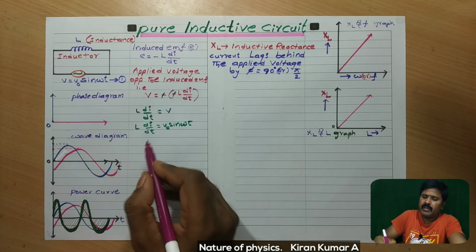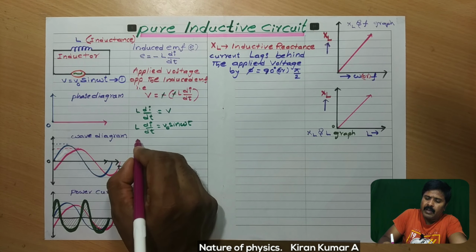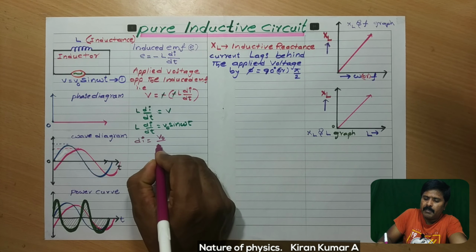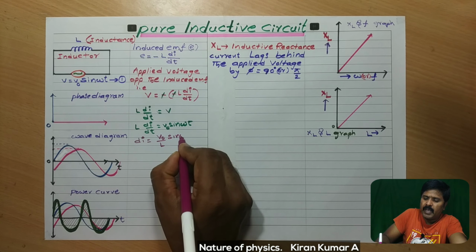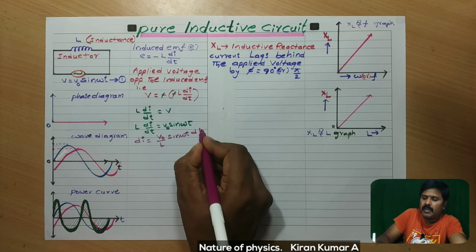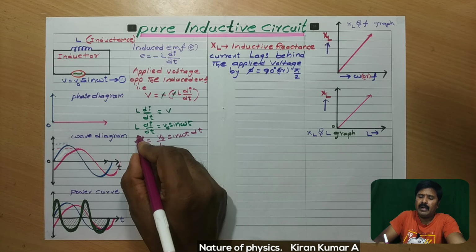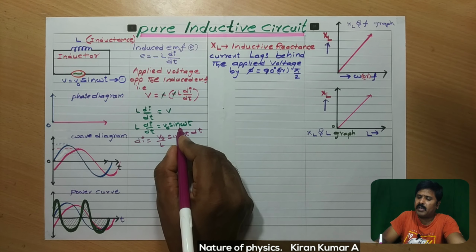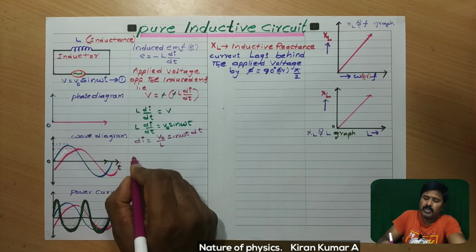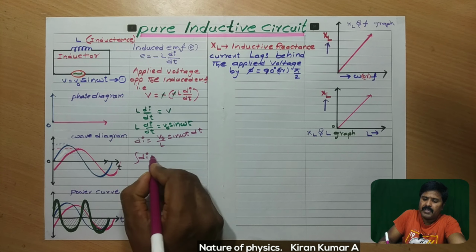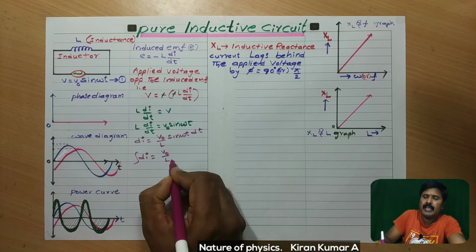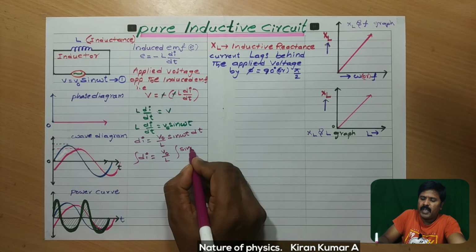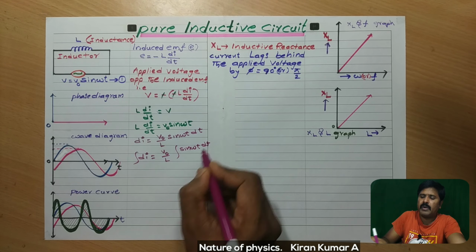Then, continuing, di is equal to V naught divided by L, sin omega t into dt. The L in the denominator with dt is a cross multiplication. So integrating on both sides, integral di is equal to V naught by L, which is common because it is a constant, into integral sin omega t dt.